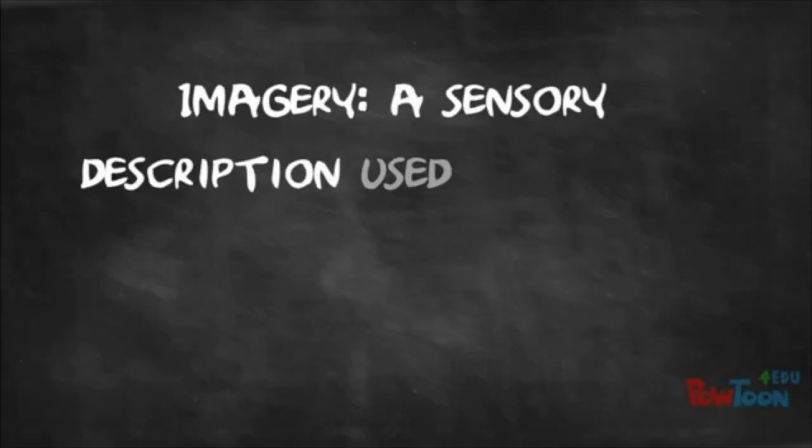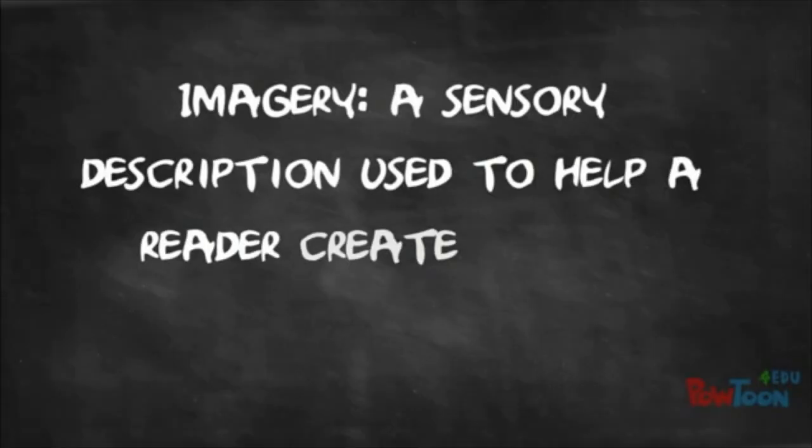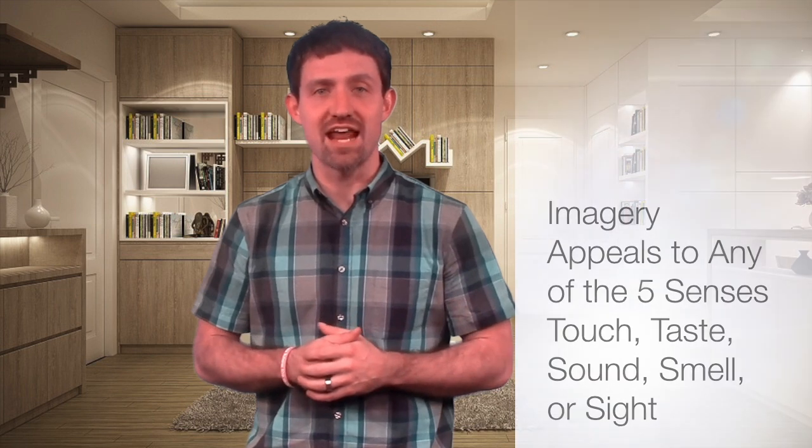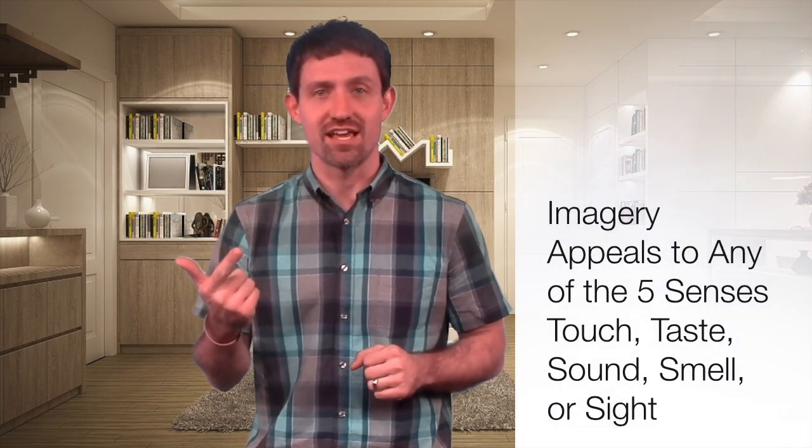Imagery is defined as a sensory description used to help a reader create a vivid mental picture of the work's content. Now, just to be clear here, even though the word imagery has image in it, the definition says that these are sensory descriptions, which means that they could appeal to any of the five senses: touch, taste, sound, smell, or sight. Hey, without imagery, literature would read more like a textbook or a police report. All of the facts, none of the flavor.